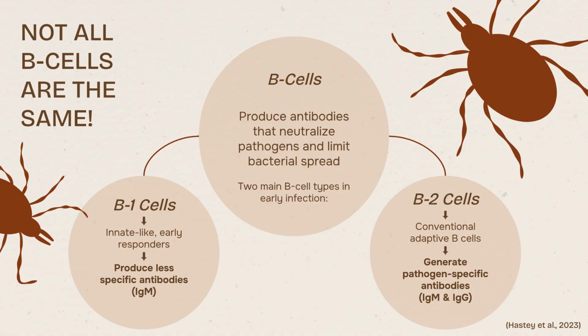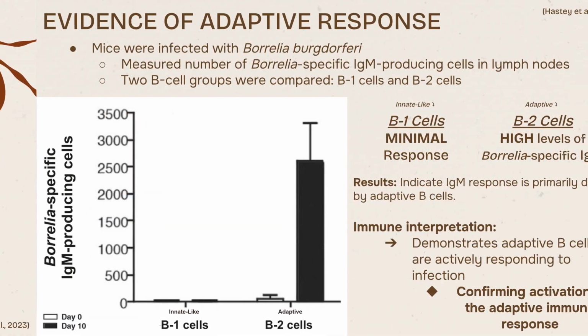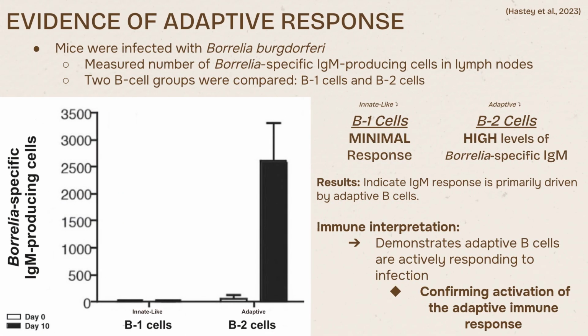The distinction is important because in the data we'll look at next, the researchers are comparing which of these B cell types is actually responsible for producing Borrelia specific antibodies. In this study, mice were infected with Borrelia, and the number of Borrelia specific IgM producing B cells in the lymph nodes was measured. The results showed that B2 cells produced significantly higher levels of IgM compared to B1 cells. This demonstrates that adaptive B cells are actively responding to the infection, confirming activation of the adaptive immune response.